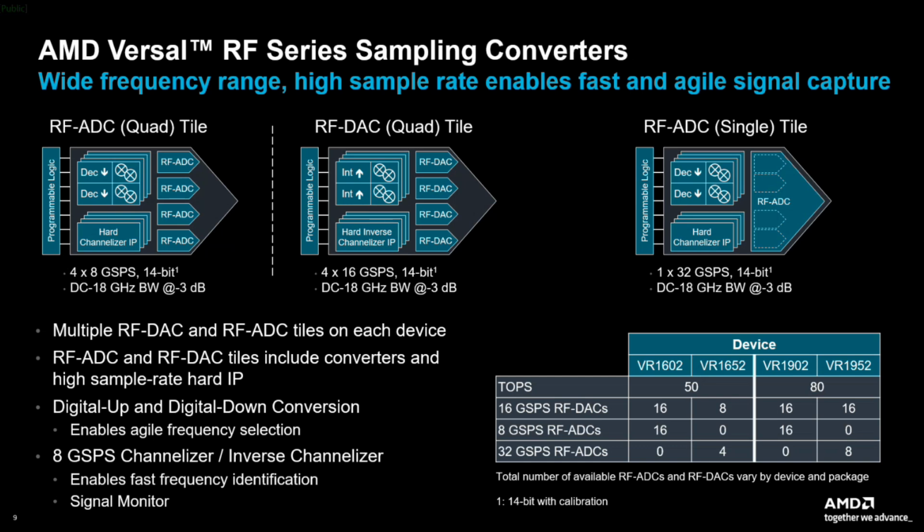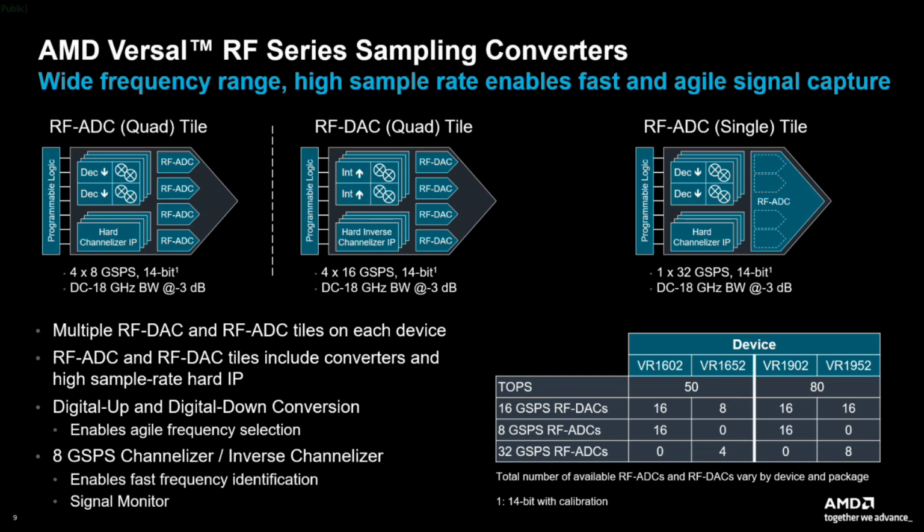Now, when we look at the DAC, we have a similar architecture. There's 4 DACs. Each DAC runs at 16 gigasample and again goes from DC to 18 gigahertz, okay? And that's 3 dB. We have an inverse kind of structure for the DAC in terms of the digital up conversion and an inverse channelizer, okay? So those are the individual tiles.